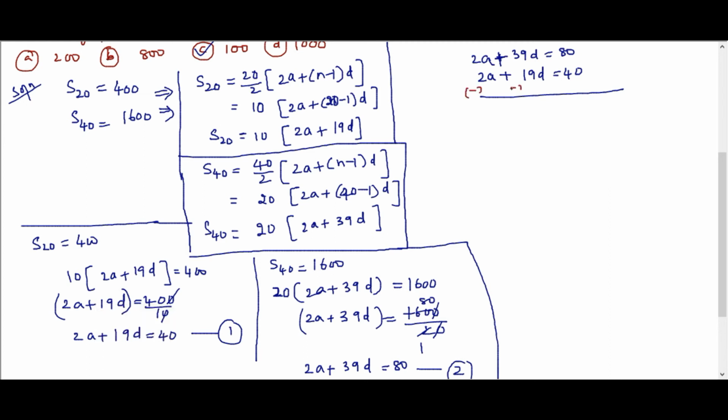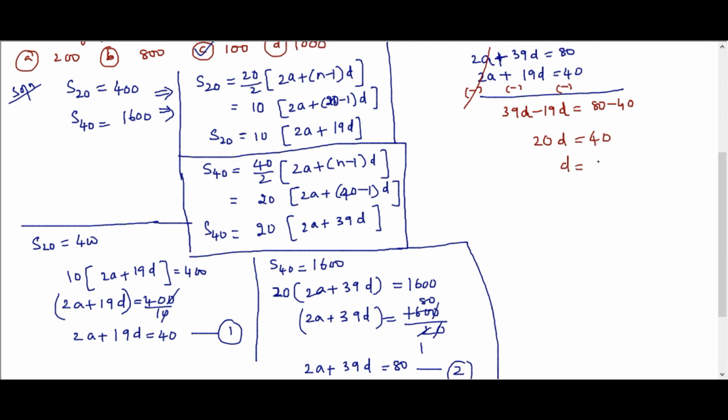Change the sign for subtraction. I cancel this. It will become... always prefer to write what should be done, one step only. It's okay, you write one step so that you don't go wrong. Try not to be lazy to write this step. Please kindly write this step so that you can avoid major mistakes. Okay, so 39 minus 19 is 20. 20d is equal to 40.